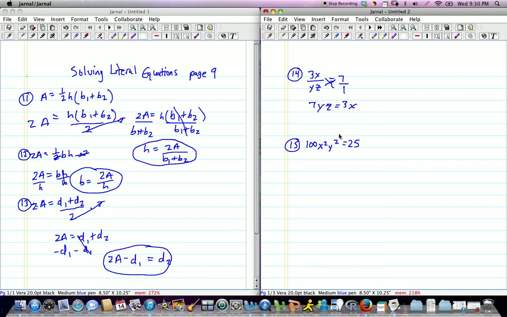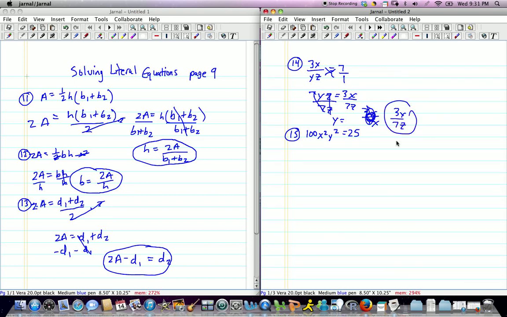Now all I need to do to get y by itself is divide by 7 and divide by z. So I'm going to divide by 7z at the same time. That gets y by itself. Divide by 7z on the other side. So my final answer is 3x over 7z. Not x, 7z. Let me cross that out. This is 3x over 7z is what my y is equal to.